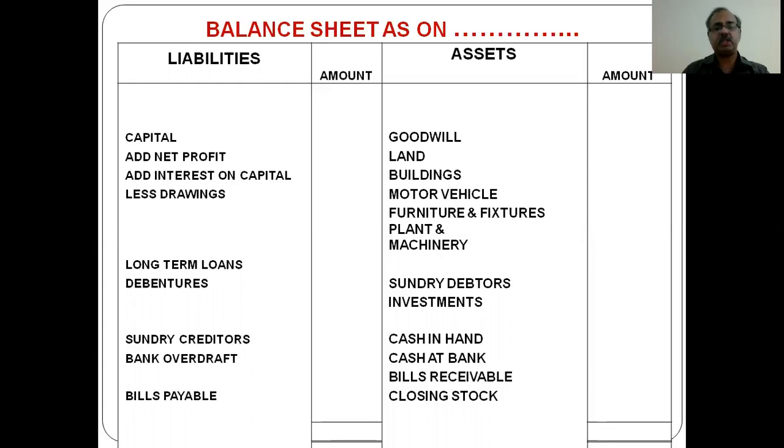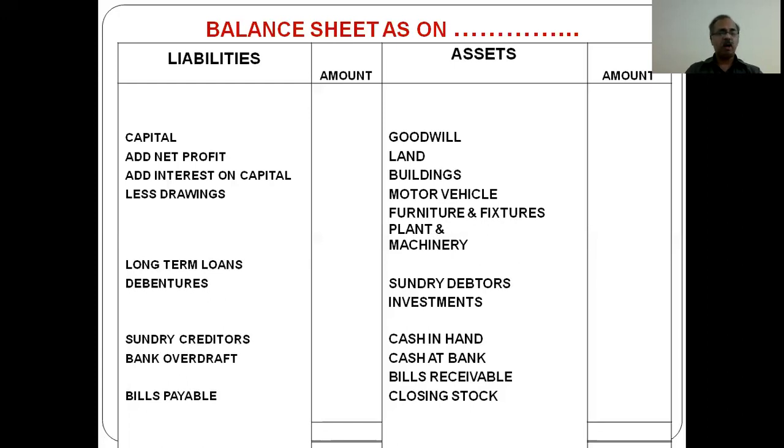Always remember that the balance sheet is only a statement showing the financial position. So we are required to list out assets and liabilities. Left-hand side liabilities and right-hand side assets. On the liability side, the first item is capital, add net profit carried forward from the profit and loss account, add interest on capital, less drawings. If there is any interest on drawings, that also will be deducted. And the net figure will be shown in the outer column of the liability side of the balance sheet.